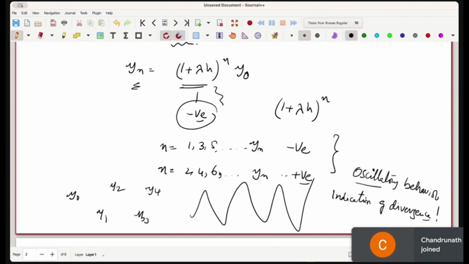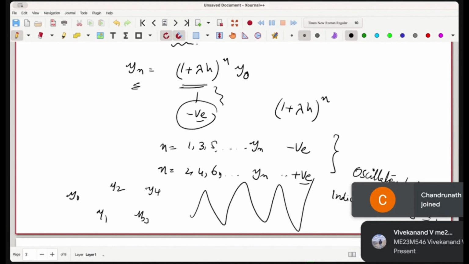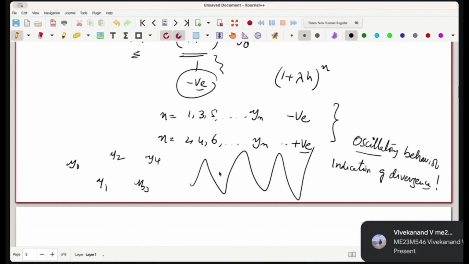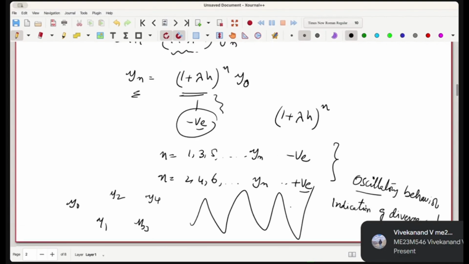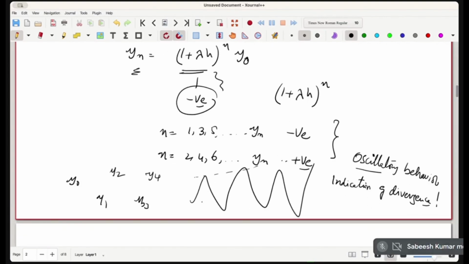The behavior is ideally supposed to be damping, right? Because you have lambda r equals minus 6, so it should be damping. But you see that it is an oscillatory behavior and it is a growing oscillatory behavior, because the modulus of 1 plus lambda h is greater than 1. So you're going to see that this is growing.